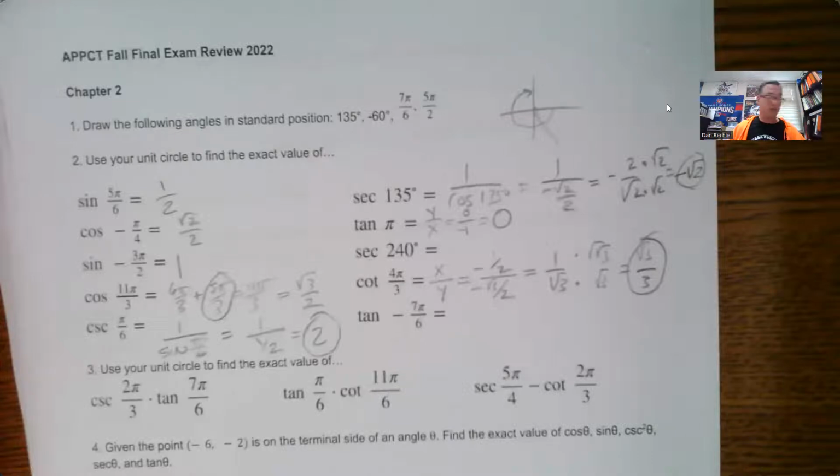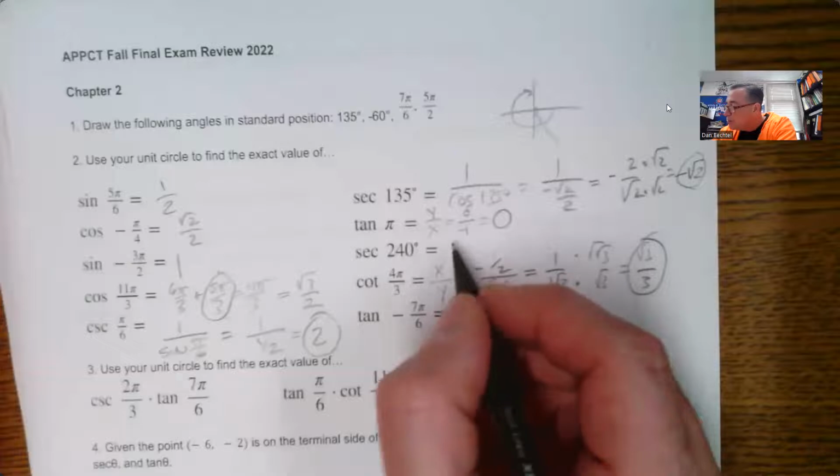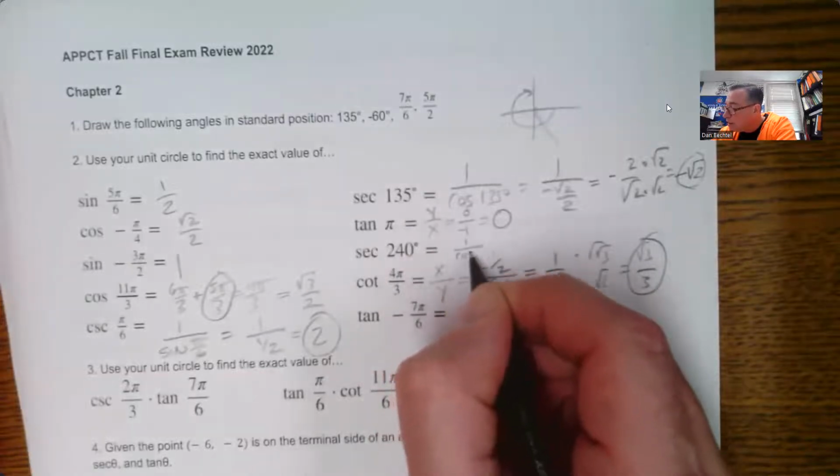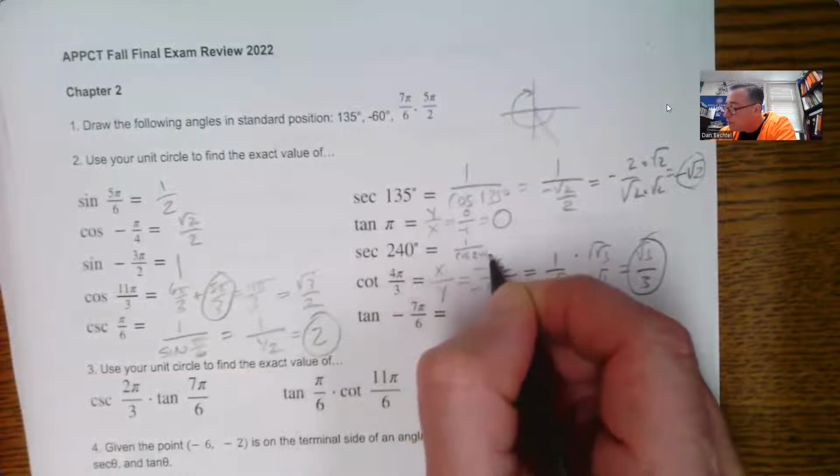All right, secant of 240 degrees. God, I didn't leave myself a whole lot of space here. Secant, again, we said from before, is 1 over the cosine. So this will be 1 over the cosine of 240 degrees.